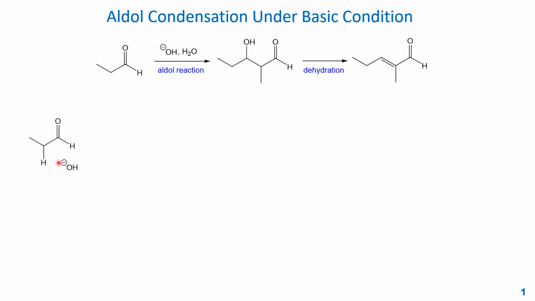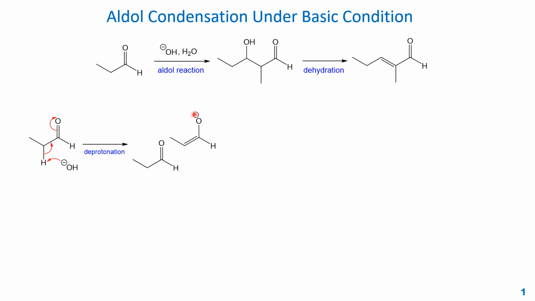First, the alpha proton here will be deprotonated by the base hydroxide. And then it will form the intermediate called an enolate. This enolate is a good nucleophile. It will react with another molecule of the starting material. This shows the propanal. This is the aldehyde.